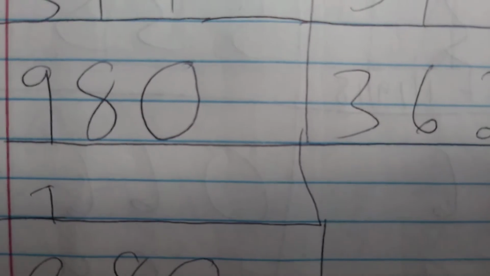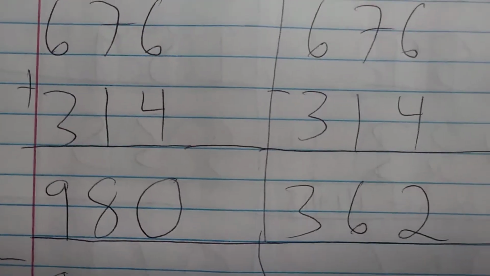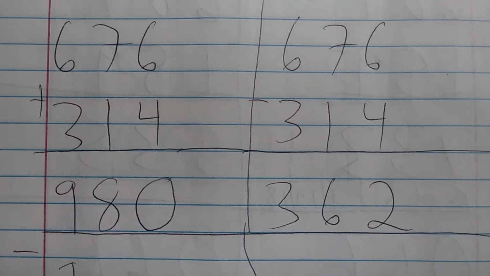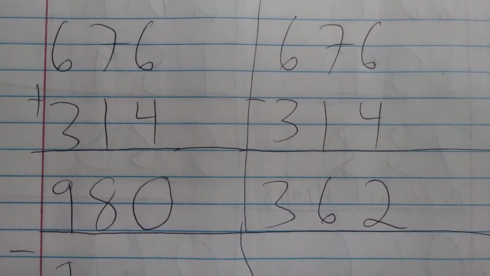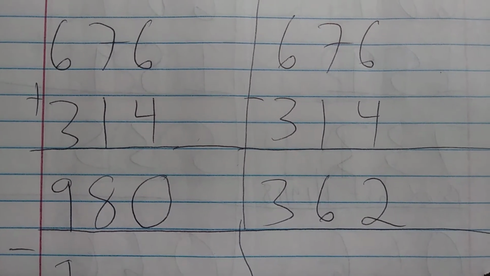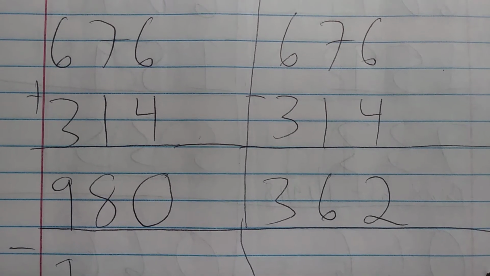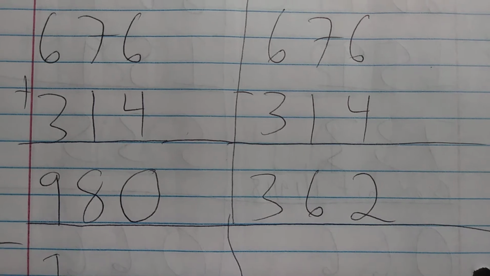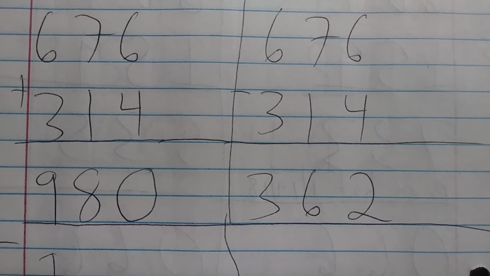And then that brings us to January 21st. 676 hit, so you're going to add 314. 6 plus 3 is 9. 7 plus 1 is 8, and then 6 plus 4 is 10. Keep the 0. You're going to subtract off 314.